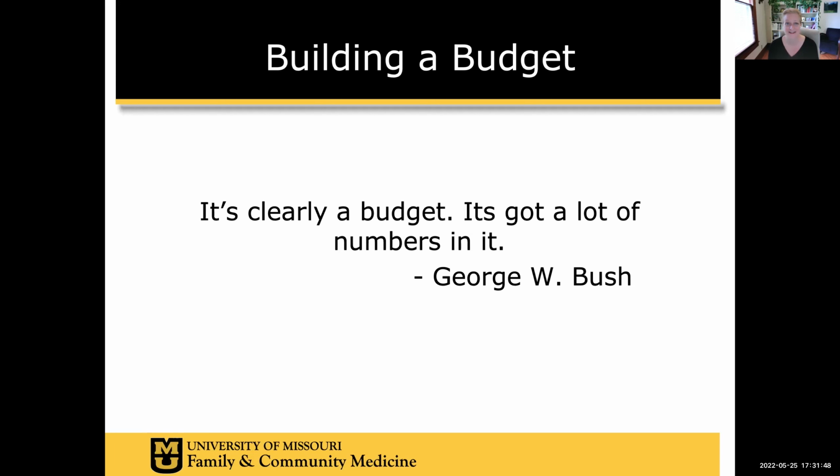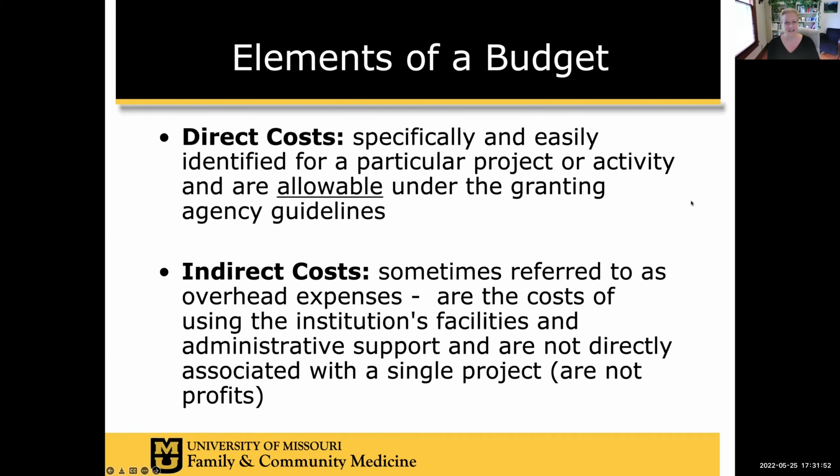So let's talk about how to really do a budget. I'm going to talk about two things, even though we are in the Canadian context. One of the things you need to realize is that for probably 90% of the budgets you write, you will only ever include direct costs. So what are direct costs? They are specifically and easily identified as costs for a particular project or activity and are allowable under the granting agency guidelines.